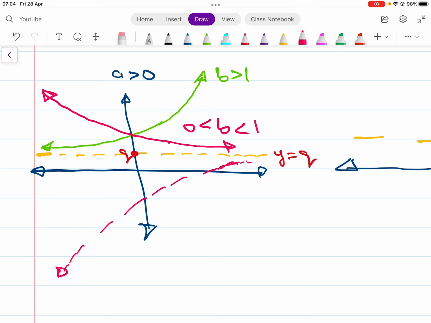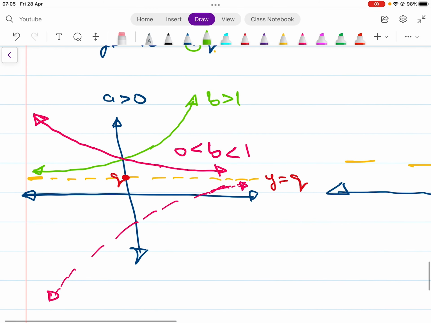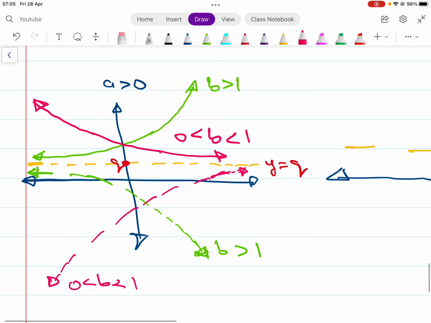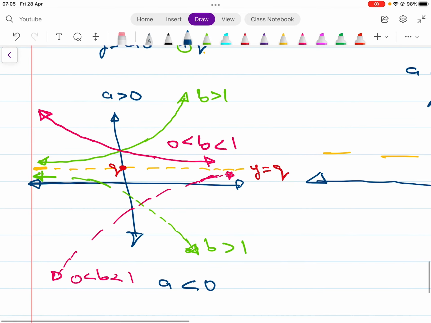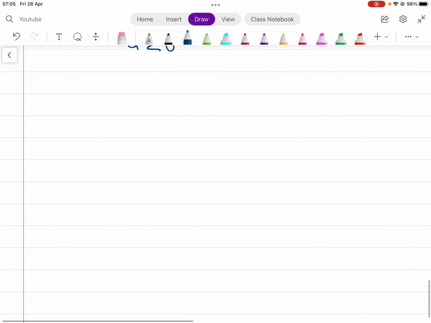I hope now you can see. And then for the greenish one, with b still being greater than 1, it's going to look like this. I hope you see the difference: this is still b greater than 1, and then the pink one, b still between 0 and 1. The only difference is that with the lower ones, a is now less than 0. I hope you see the different shapes. That's basically what I wanted to highlight in this video.